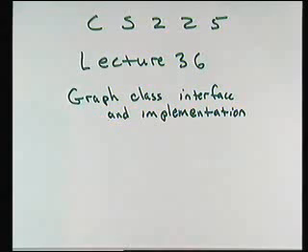Hey, welcome back. In this lecture, we are going to be talking about the graph class interface and implementation that we use for our own graph class. But it's not just to talk about code here, but more to talk about some of the conceptual ideas involved in that design, and to deal then with the difficulty of the implementation and why it would be implemented the way it is.